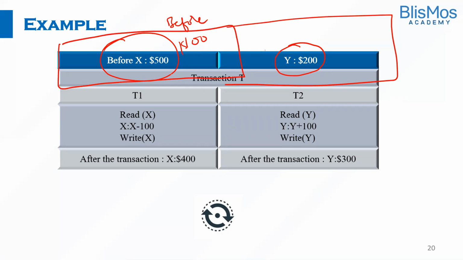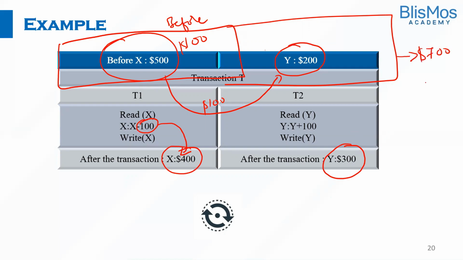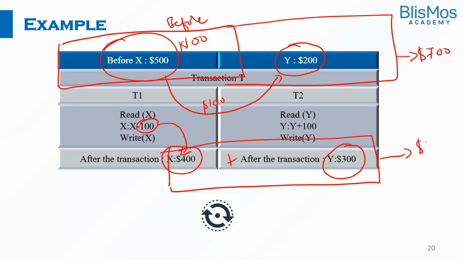After he transfers $100 to the person Y, there is a reduction of $100, and the amount in the account of the person who is transferring is $400, and the person who is receiving will be added $100 more, and it will become $300. So now, the total before the transaction between these two accounts is $700. The total after the transaction between these two accounts is $700.